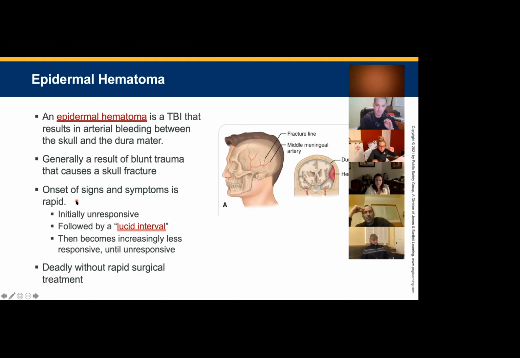So these patients follow this pattern, right? We come up on scene, or bystanders report unresponsiveness, and then they have this lucid interval. This lucid interval is a period where they think they're fine. And then all of a sudden, later on, minutes to hours to days later, they become increasingly less responsive until they are unresponsive. And it doesn't take a whole lot of energy to make these individuals have an epidural hematoma. I'll give you an example.